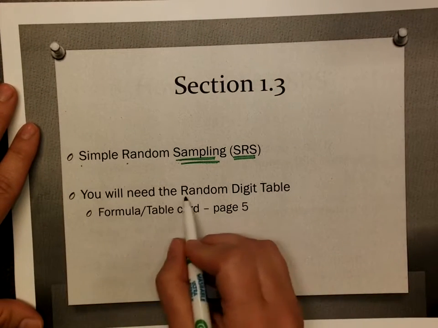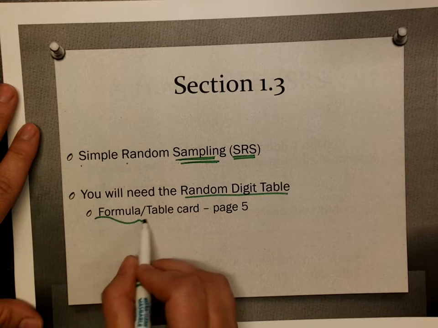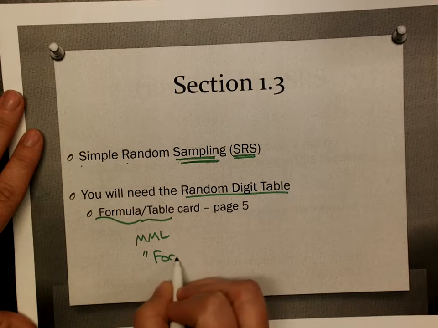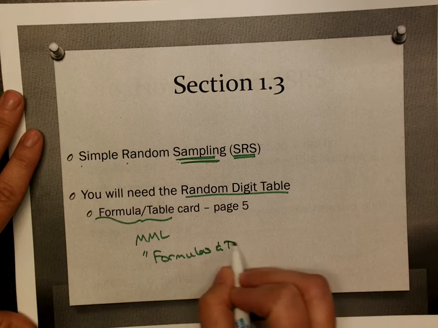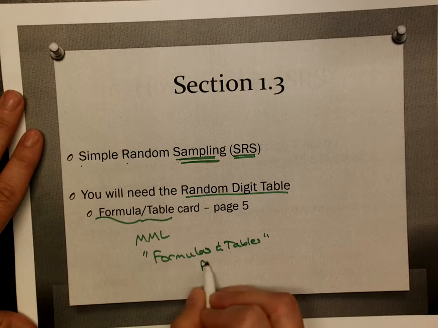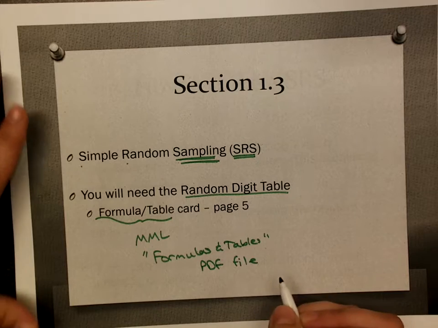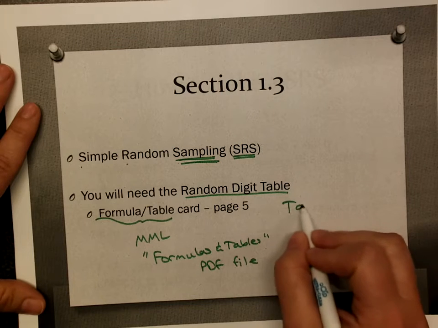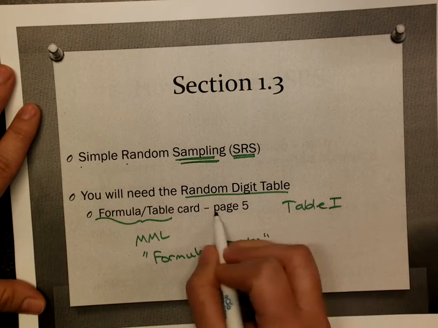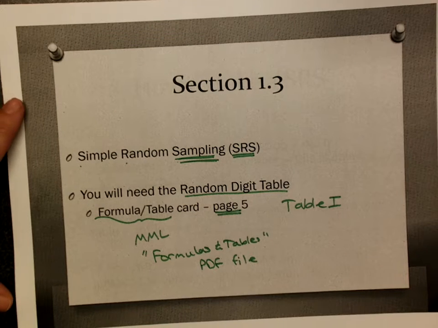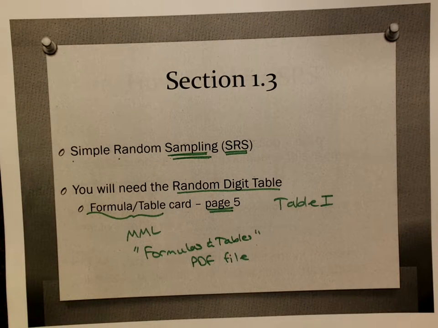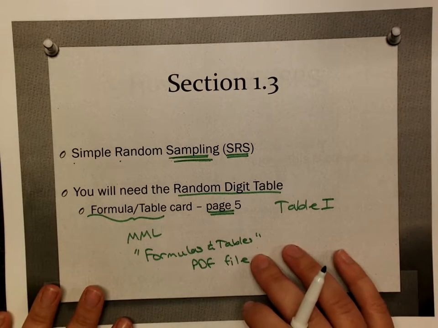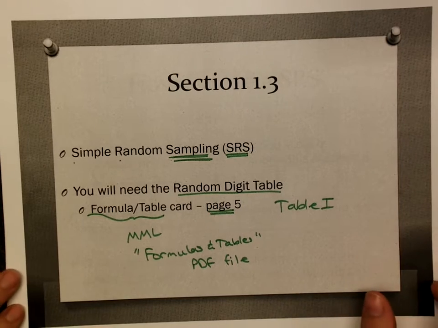And you're going to need the random digit table, which is on your formula table card. If you go into My Math Lab, there's a tab that says Formulas and Tables. And there's a PDF file that you can print out. It's going to have all the formulas you need for the course, all the tables you need for the course, and we're going to be looking at Table 1, which is on page 5 of that file. So if you want to print that out, I have it on the next couple slides, but I would print out a set of the PDF file so that you have a hard copy to help you out.